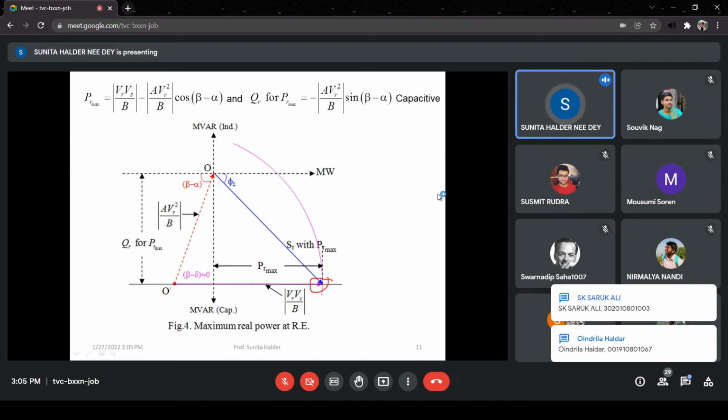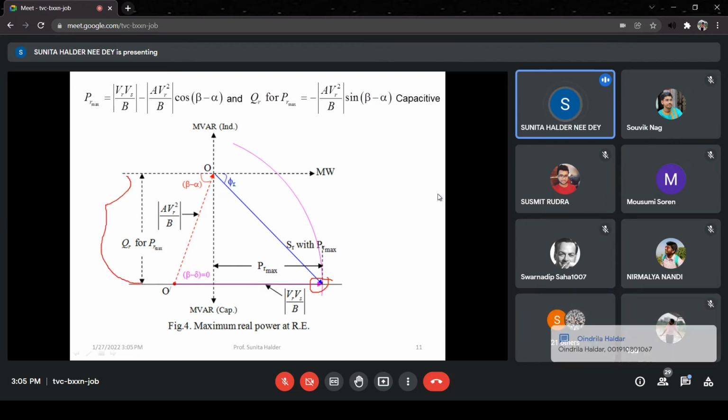So this is the operating point. When this is the operating point, then this much is the Q. Q is some value, and it is obviously capacitive. So in this way, we can find out what is the maximum power transfer possible through a transmission line.